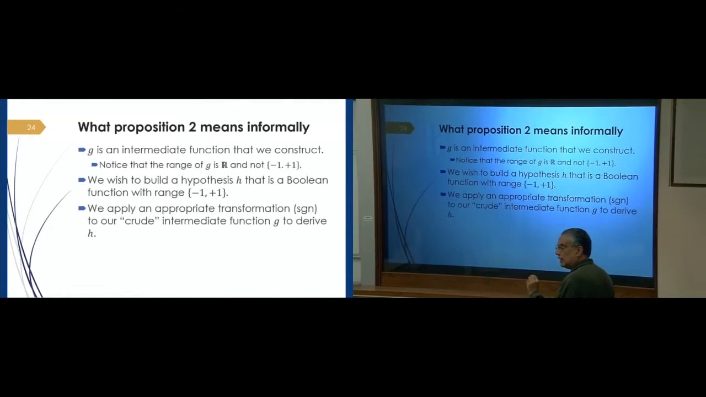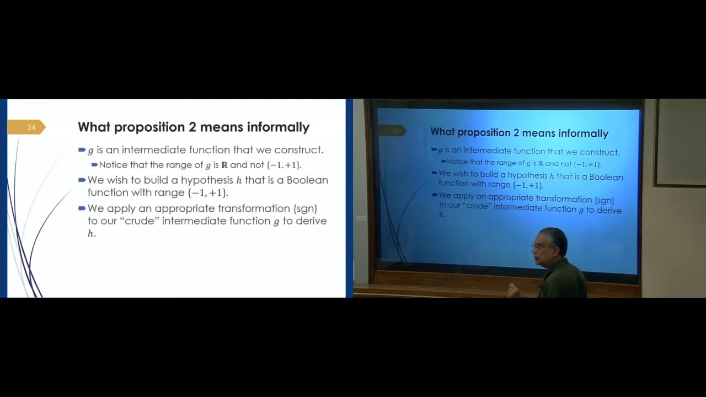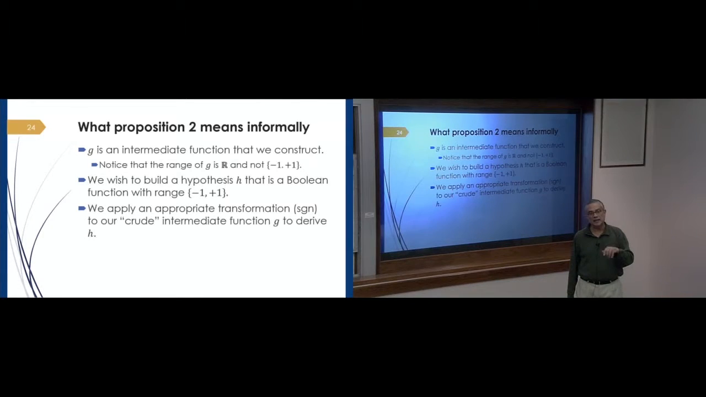So to summarize that fact, because it's an important, useful technique used more generally by people who work in this field, g is an intermediate function that we construct, and our goal is to construct h, and we construct h from g by this sign transformation, and then we say if g behaves well with respect to f, then we know that h will behave well with respect to f through the sign function.